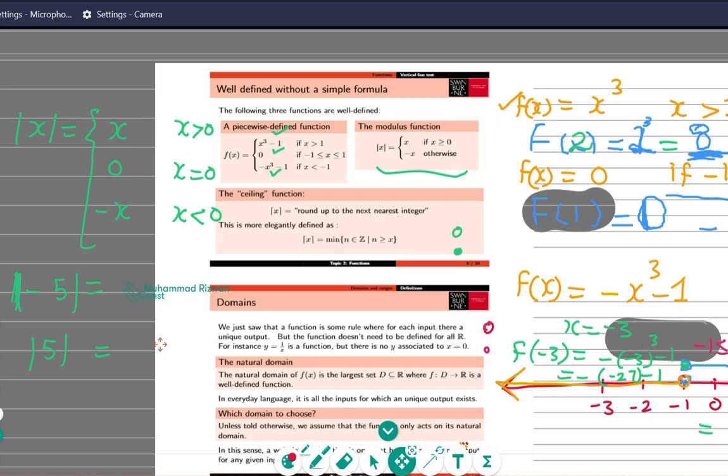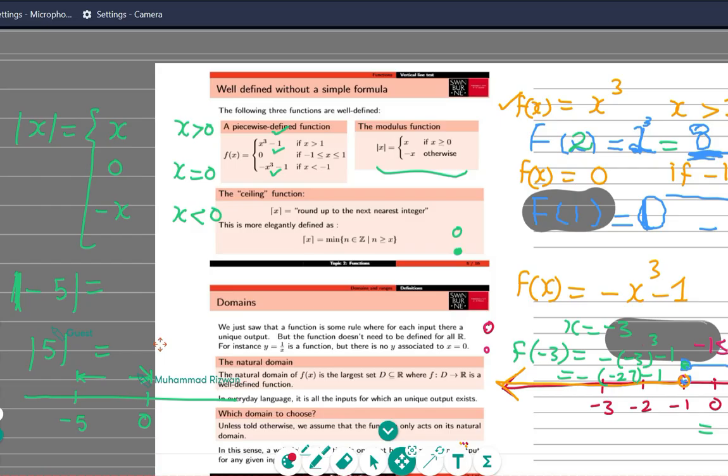Teacher, I don't understand this one. Modulus of minus 5 means the distance of minus 5 from 0. Last time I taught it. Ah, distance. What is the distance of minus 5? There's the distance between 5. There's 4, 3, 2, 1.